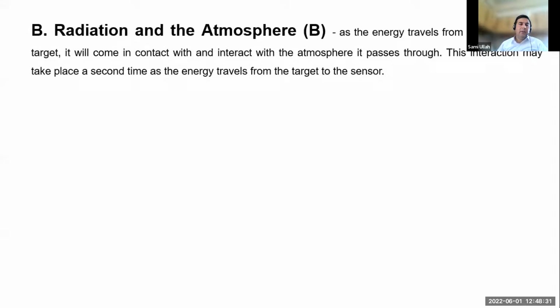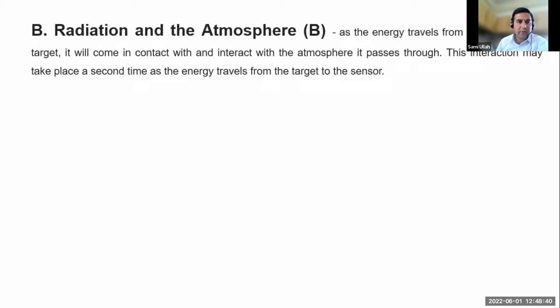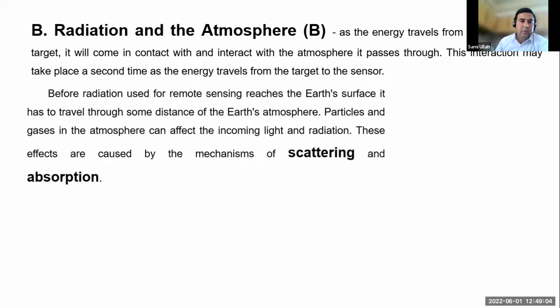So that was the first portion of our presentation, the electromagnetic radiation. The second is, for example, when this radiation comes to the atmosphere. What happens when it reaches the atmosphere and comes in contact with it? That's the second part of the lecture.